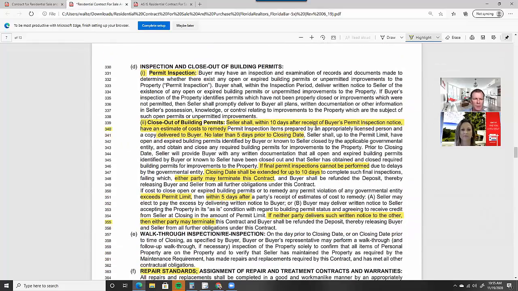The last one is probably the one that's the newest addition to this. The wood destroying organisms and the general inspections, they've been around forever. But more recently, they added permits for open permits. Now, remember, if you did unpermitted work to a property, it could cost thousands and thousands of dollars to get it corrected. What if they did the work wrong, right?